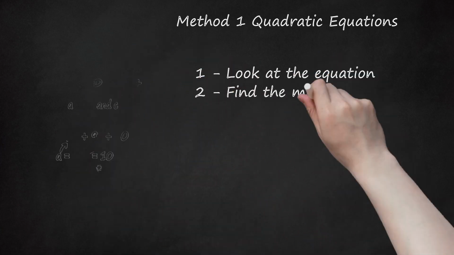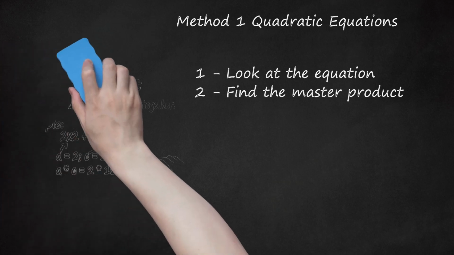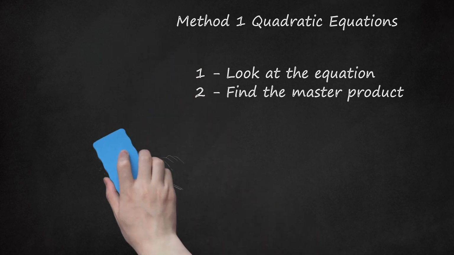2. Find the master product. Multiply the a term and c term together. The product of these two terms is referred to as the master product. Example, 2x² plus 9x plus 10. A equals 2, c equals 10. A asterisk c is equal to 2 times 10 equals 20.